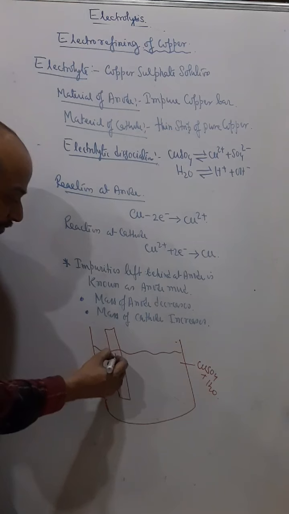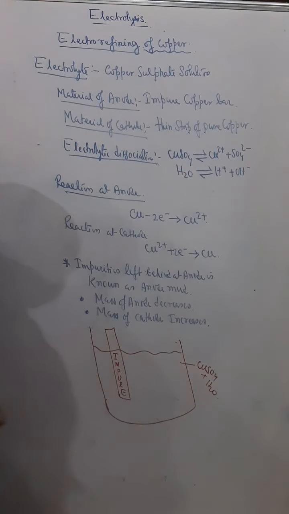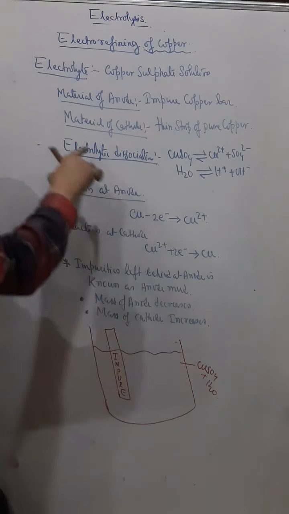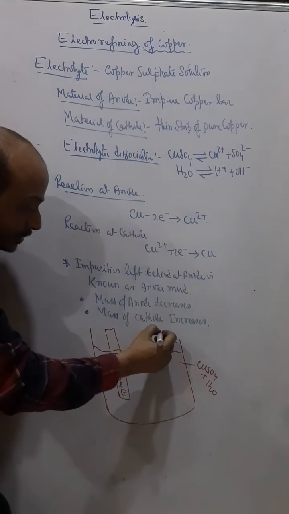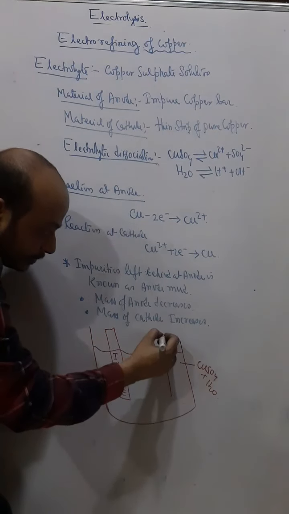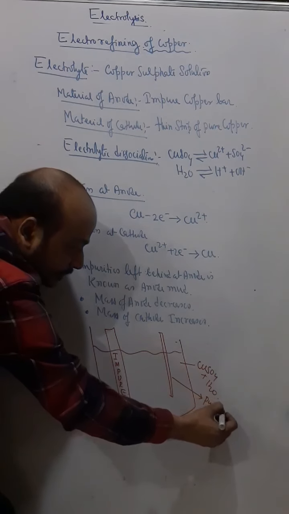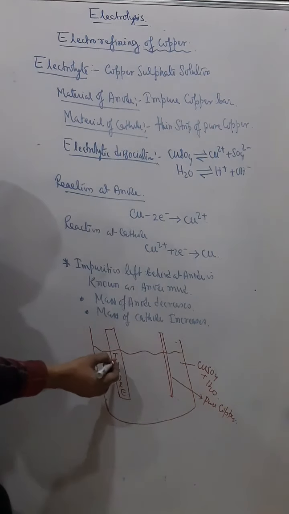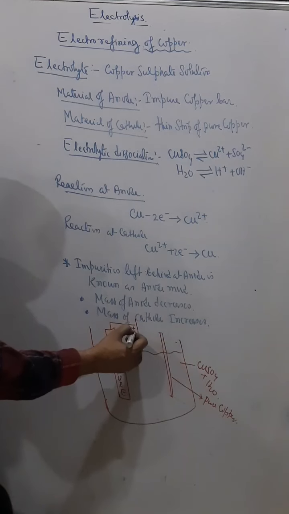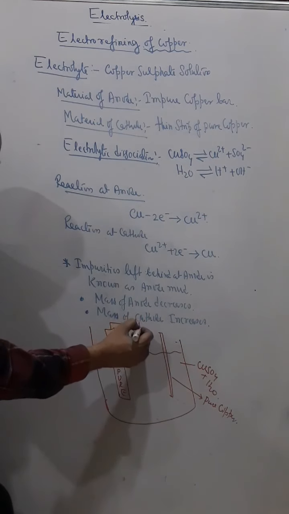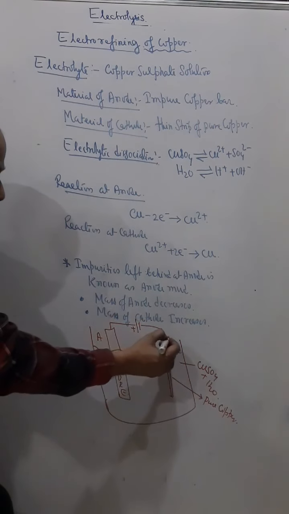So this is impure, and material of cathode is a thin strip of pure copper. So this is pure copper. So this impure copper is kept as anode, and the pure copper is kept as cathode. So this is anode and this is cathode.